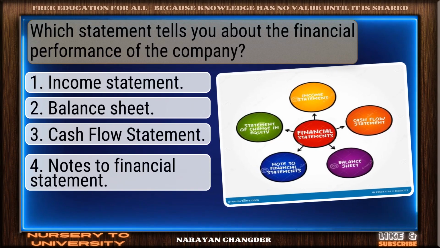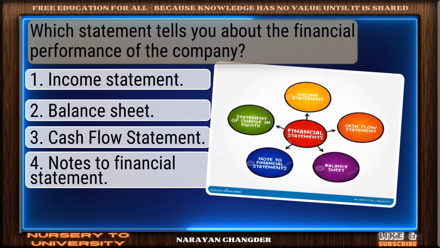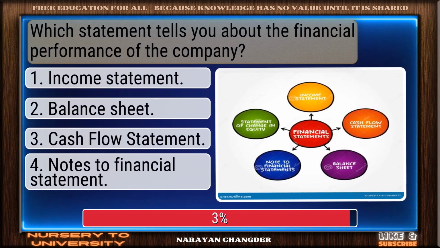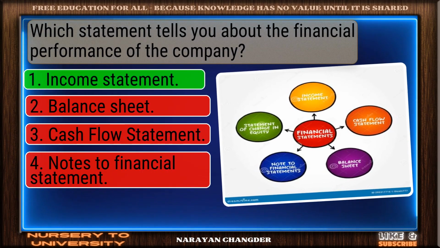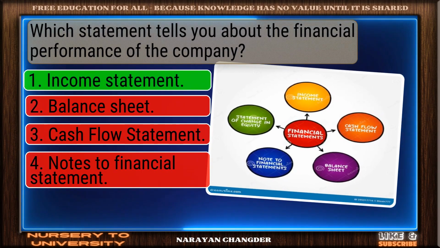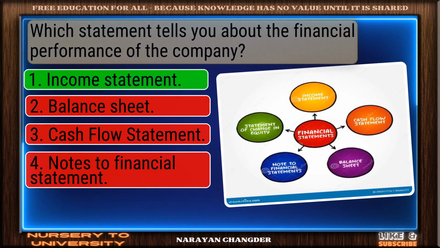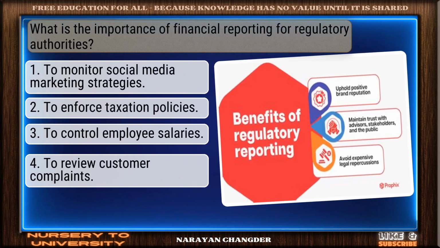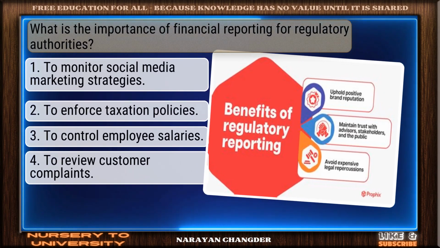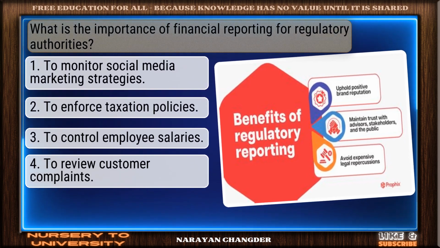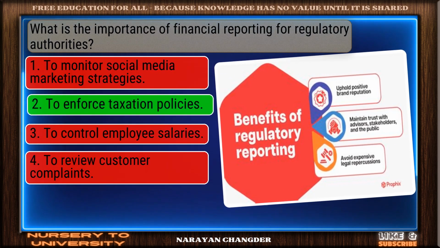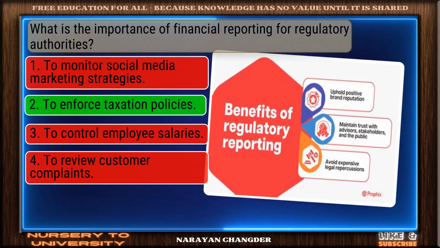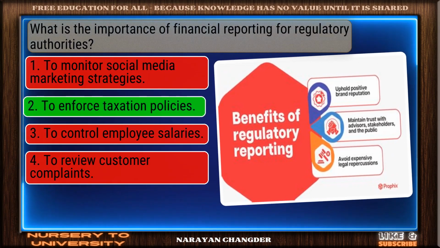Which statement tells you about the financial performance of the company? Nice selection. Income statement is the correct and valid answer. What is the importance of financial reporting for regulatory authorities? Valid point. To enforce taxation policies is true.